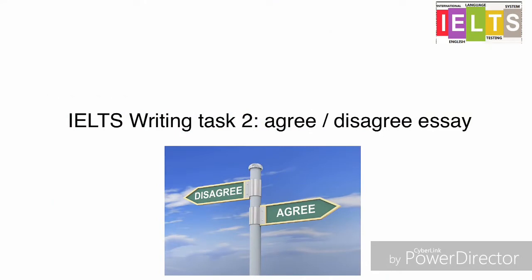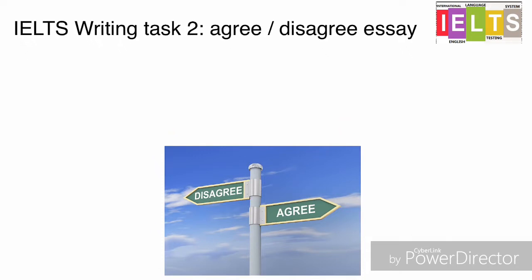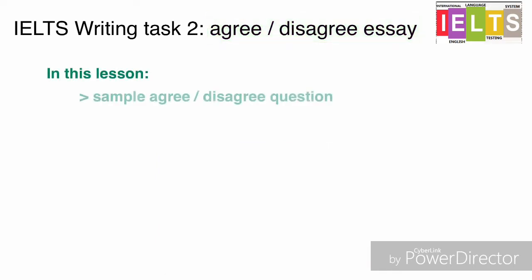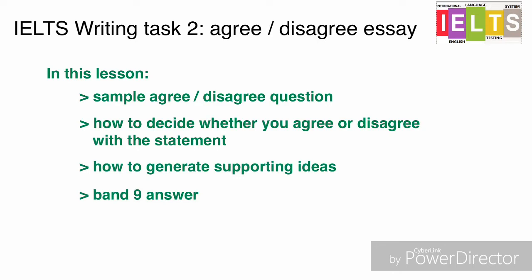Today, I'm going to show you how to write a Band 9 essay for IELTS Writing Task 2. In this lesson, we'll focus on agree-disagree essay. So, in this lesson, I'll give you sample agree-disagree question. Then I'll show you how to decide whether you agree or disagree with the statement and how to generate supporting ideas. And finally, we'll write a Band 9 answer together. Are you ready? Then let's go!